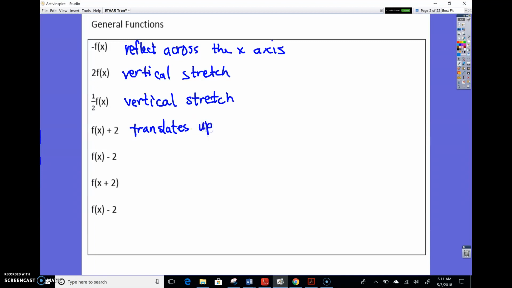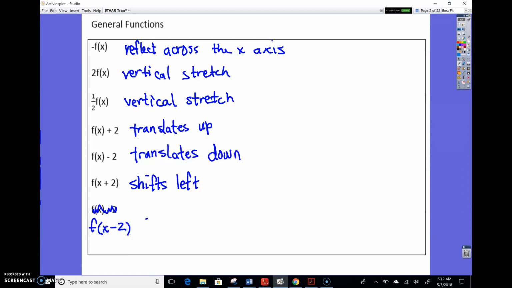If you add 2 outside with no parentheses, it translates down. If you add 2 inside a parentheses, it shifts left, opposite of what you think. Oops, I messed up writing that. This should be f of x minus 2. And this one just shifts right.